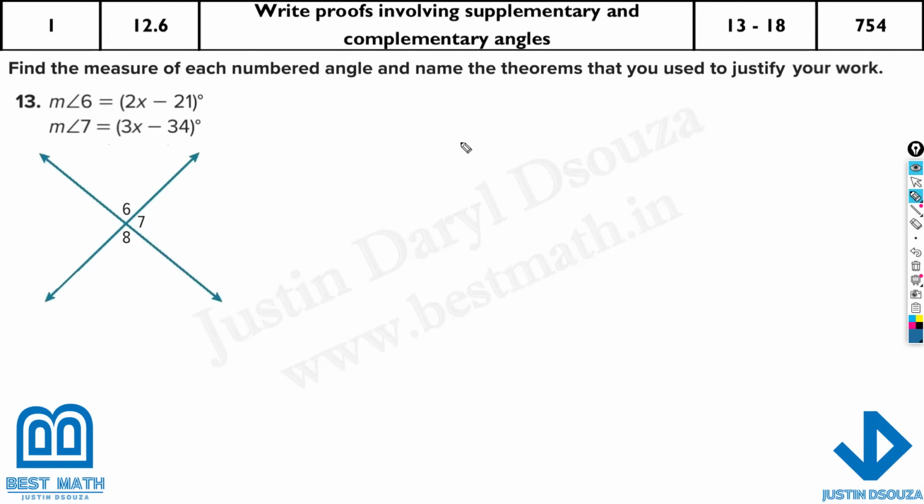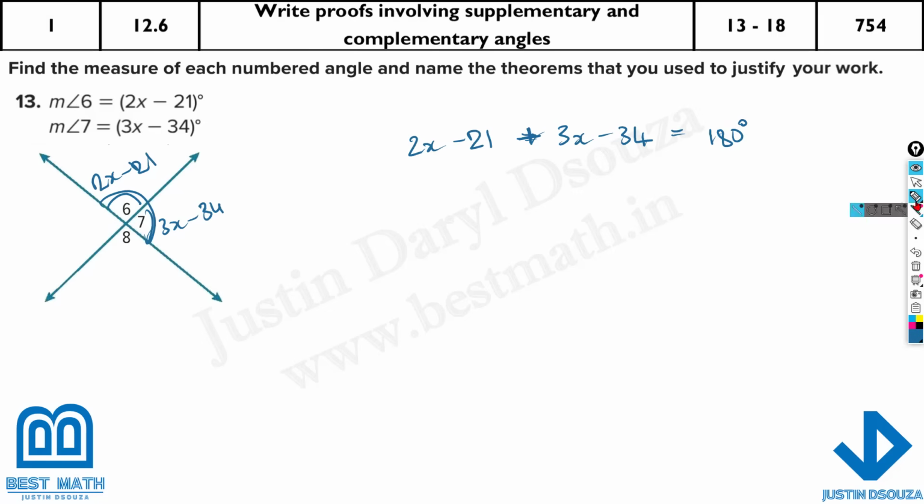Here we have, see now looking at this, I feel this is vertical angles. The answer will be, that theorem will be using vertical opposite angle theorem. Now 6 is given, 7 is given. What we need to do is we need to find the xi, we need to find the measure. So first, 2x minus 21, sorry for that 2, it's 3x minus 34. You can see these two are a linear pair, so when you add them up they must be 180 degrees, isn't it? So 2x minus 21, that is equal, sorry, plus 3x minus 34 will be equal to 180 degrees.